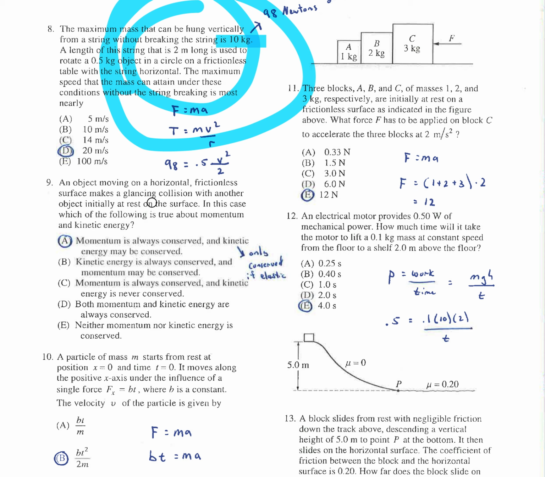Number 9, all right, we got this collision. You think collision, you think momentum. Momentum is always conserved in collisions. Now, if it happens to be elastic, then we'll conserve energy as well. But in general, we just conserve momentum. And so this collision, we say momentum is always conserved and kinetic energy is sometimes conserved if it's elastic.